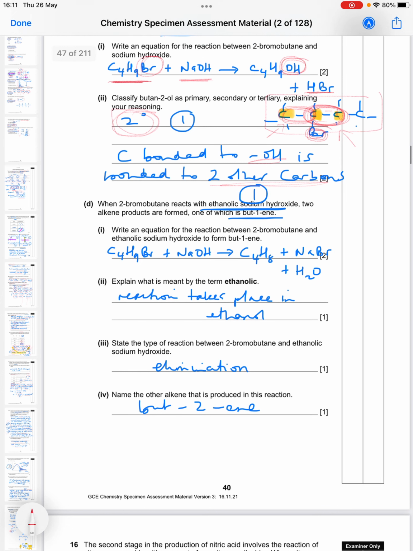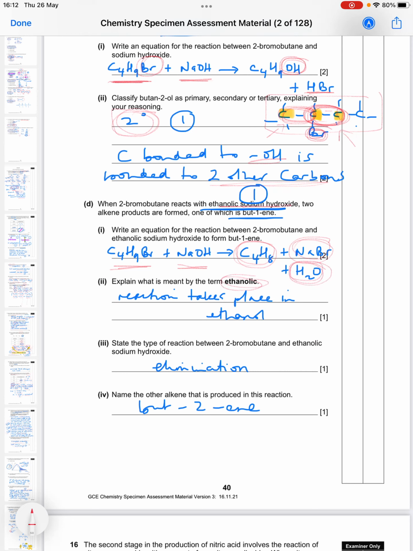D, when 2-bromobutane reacts with ethanolic sodium hydroxide, 2 alkene products are formed, one of which is but-1-ene. So write an equation for this reaction. So again, C4H9Br and NaOH. This time we're getting C4H8, NaBr and H2O.